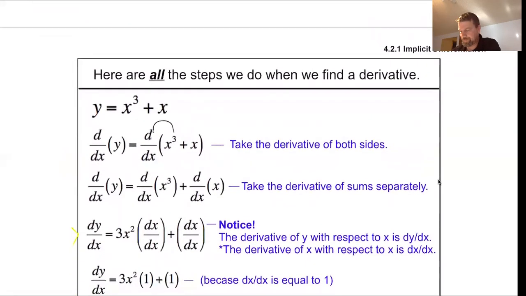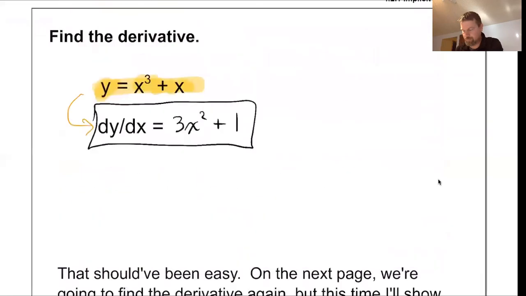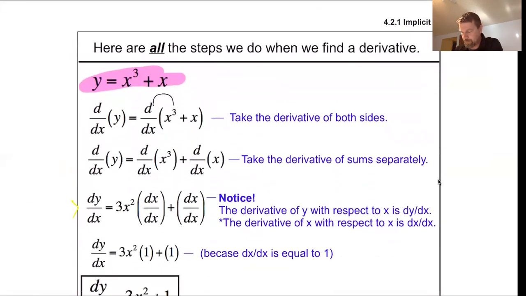All right, so on this side, we're going to take that same derivative of x cubed plus x, right there. But we're going to show all the steps. So the very first thing is, if I want to take that derivative, I have to take the derivative of both sides. So d dx stands for the derivative with respect to x. So I'm taking the derivative with respect to x of both of those sides, both of y and of x cubed plus x.